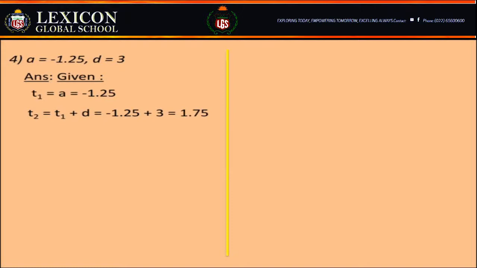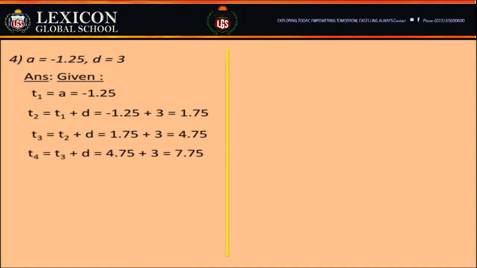Now, let us find out term 3. To find out term 3, what am I going to do? T2 plus D. That means 1.75 plus 3 will give me 4.75. 3 is a whole number. 3 would be directly added to 1.75, and the answer would be obtained as 4.75.